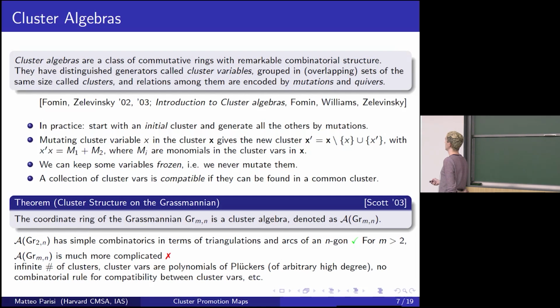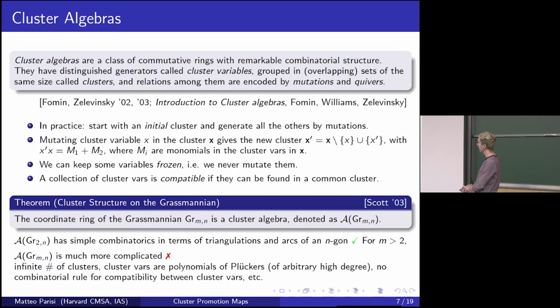In general, it has an infinite number of clusters and cluster variables. Cluster variables are polynomials of Plücker coordinates that can have arbitrary degree. And in general, there is not an easy combinatorial rule to understand when two cluster variables are compatible, so when they belong to a common cluster.